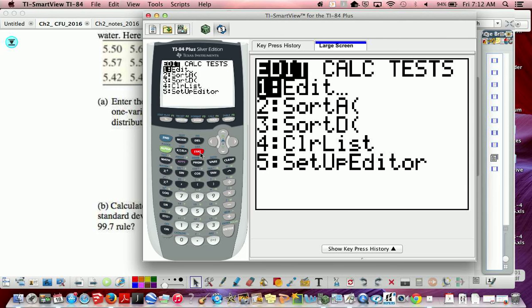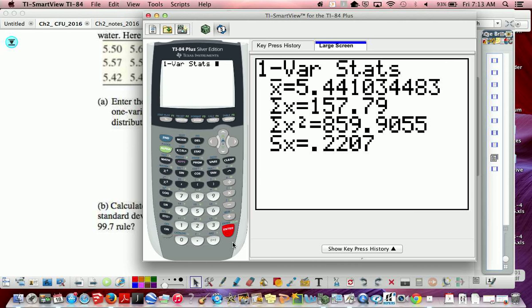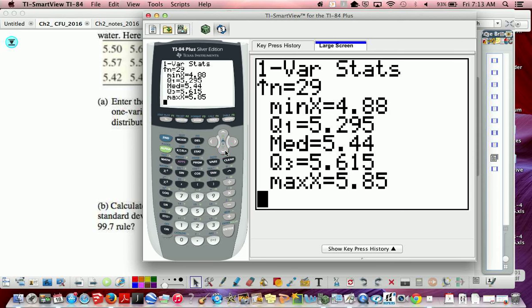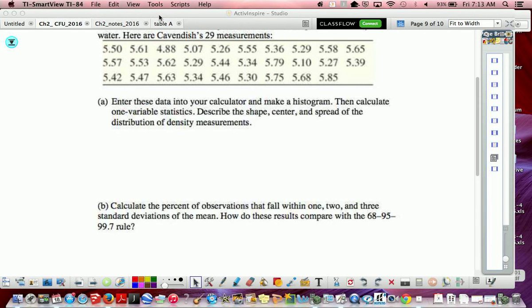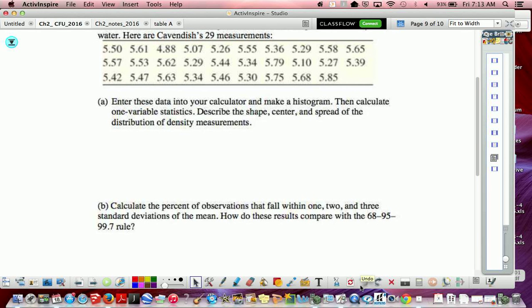So we've got a few things we want to do. First of all, you're asked to calculate one variable statistics. So I'm going to record the mean, the standard deviation, and down here my five number summary. I'm going to write all those down. Whoops, I apologize, I was on the wrong function. Let's see here, five number summary.